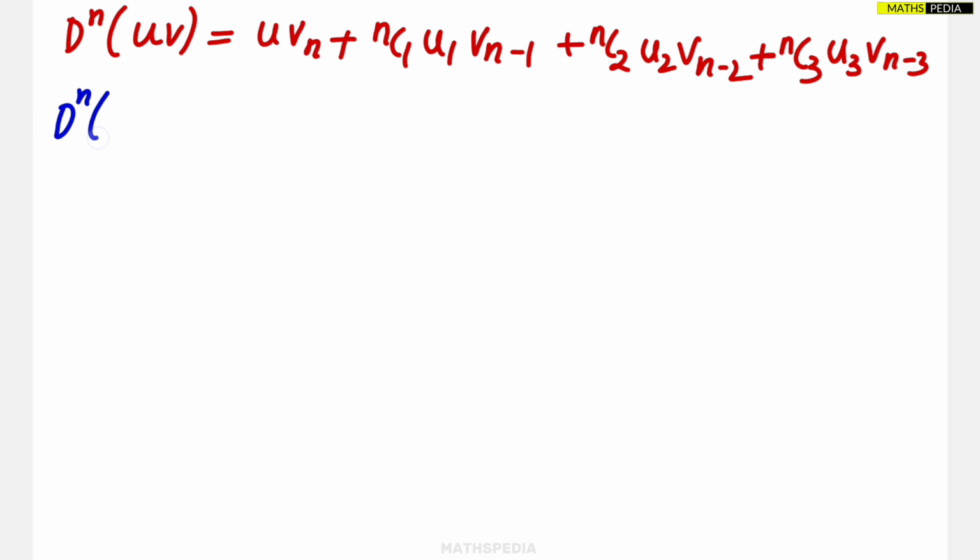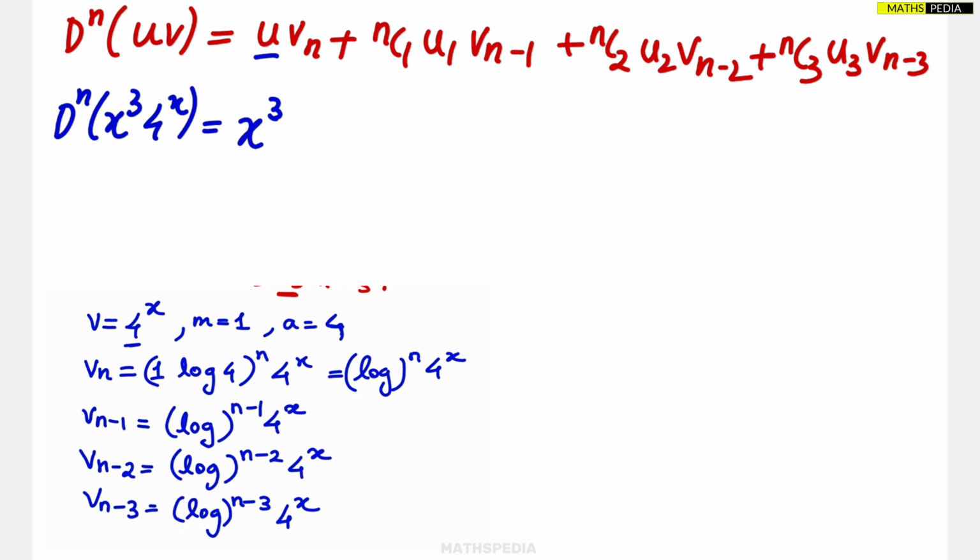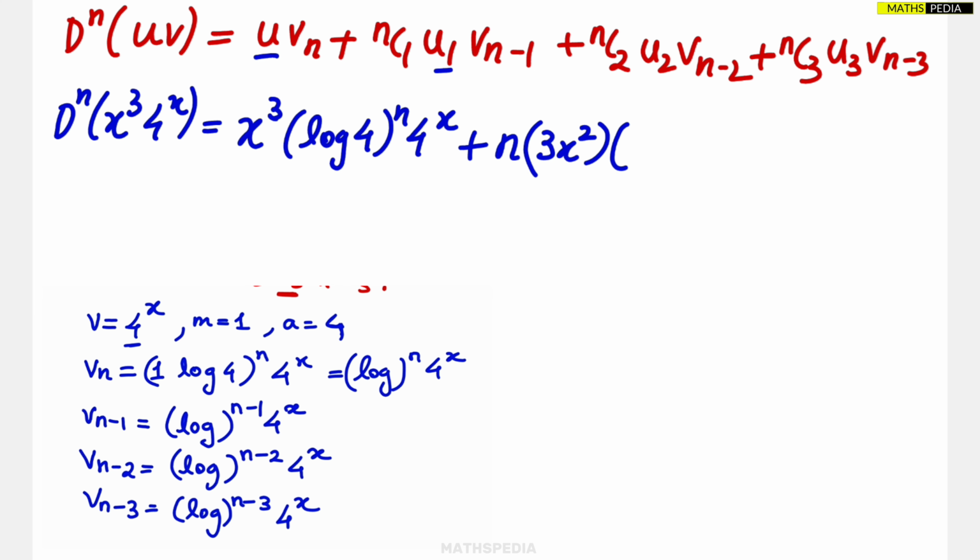So we have to find the nth derivative of x cube into 4 power x. U is nothing but we have taken x cube, so you have to write x cube. Next, vn, we got it as log 4 power n into 4 power x, plus nc1 value is n. u1 value we got, first differentiation, 3x square, right? Next, vn minus 1 is basically log 4 power n minus 1 into 4 power x, plus nc2 will be what we got.